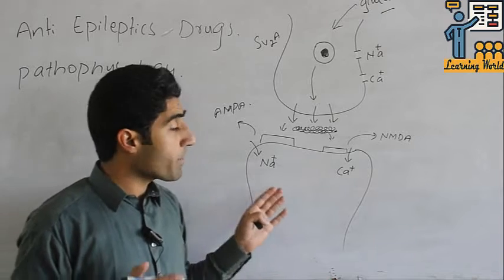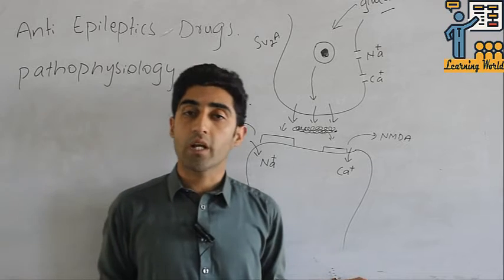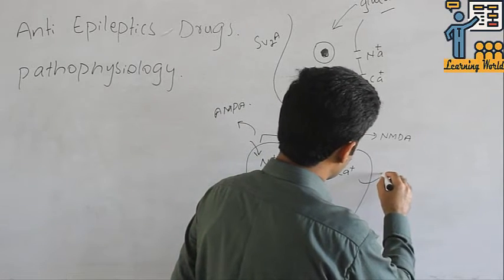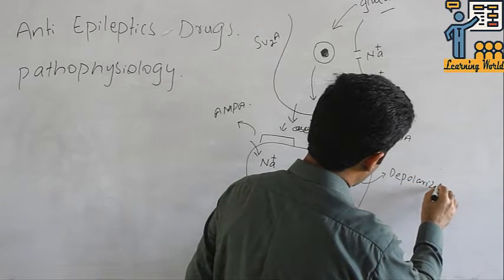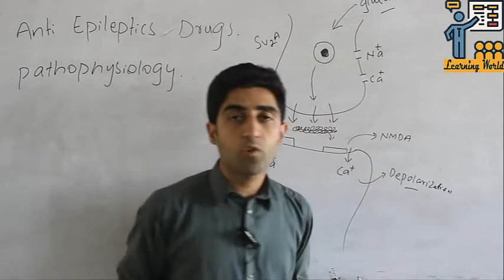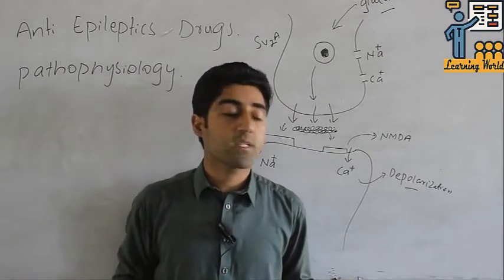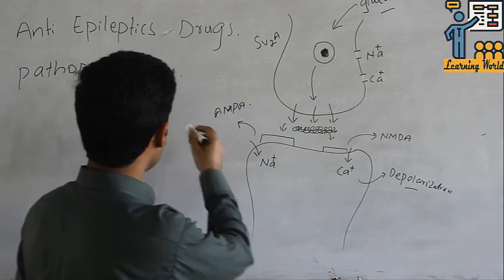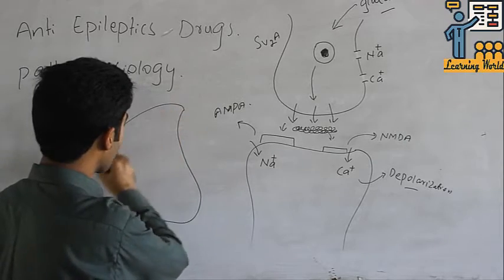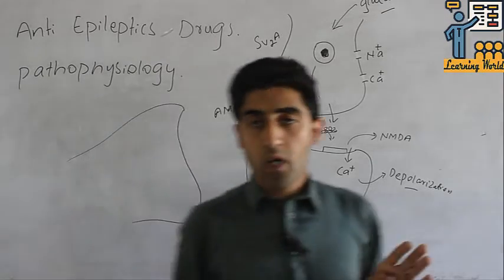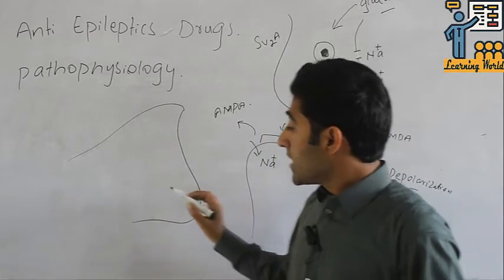So here the positivity will increase. When the positivity increases, depolarization will occur, and contraction will occur. The contraction of the body, the contraction of the muscle will occur. Here another presynaptic membrane is present. This presynaptic membrane also plays the most important role in the epileptic patient's activity.